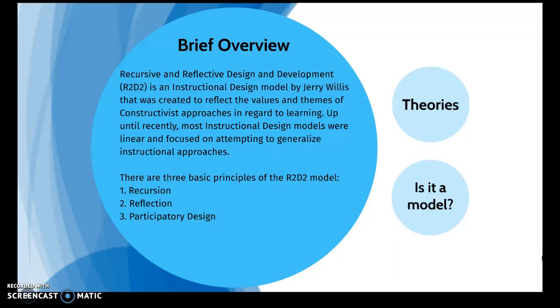Reflection is important because they're constantly reviewing, and it is encouraged to reflect throughout the whole process as opposed to at specific points. And the last being participatory design. It's a very collaborative design process as opposed to focusing on one expert designer leading a team.